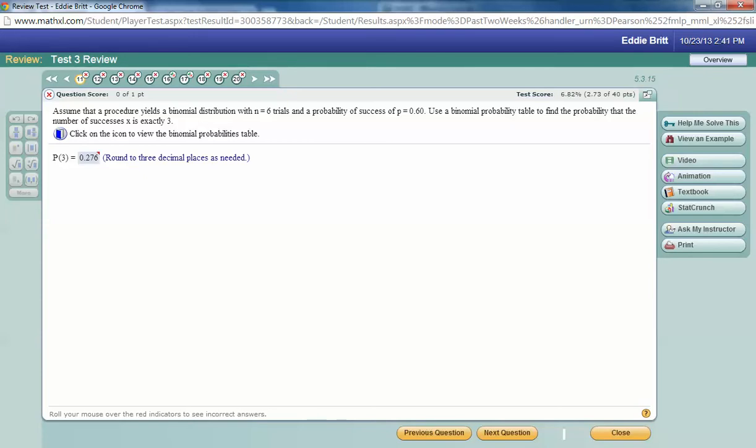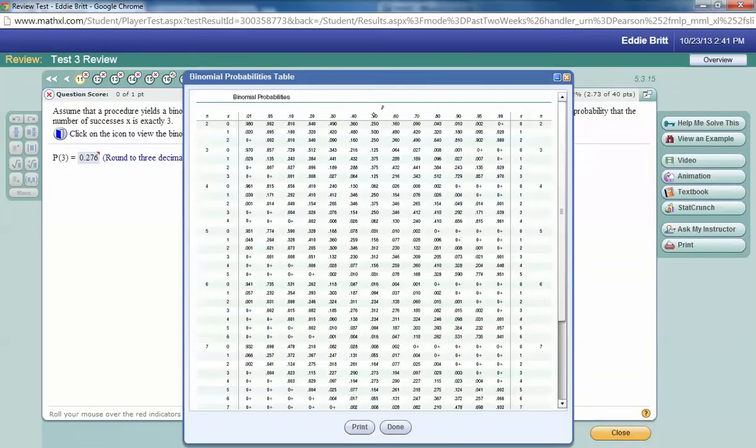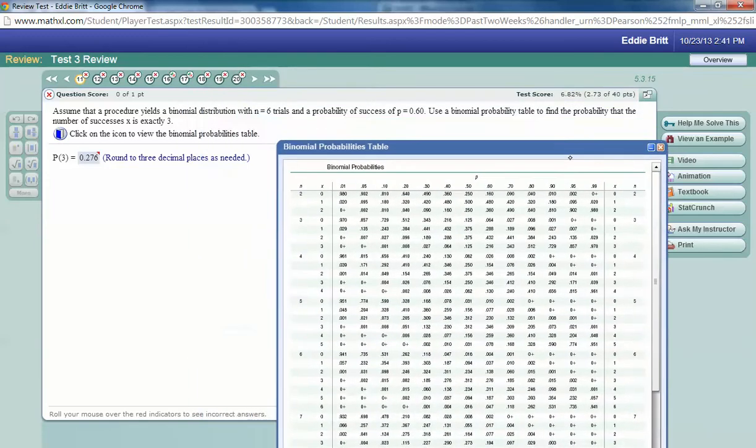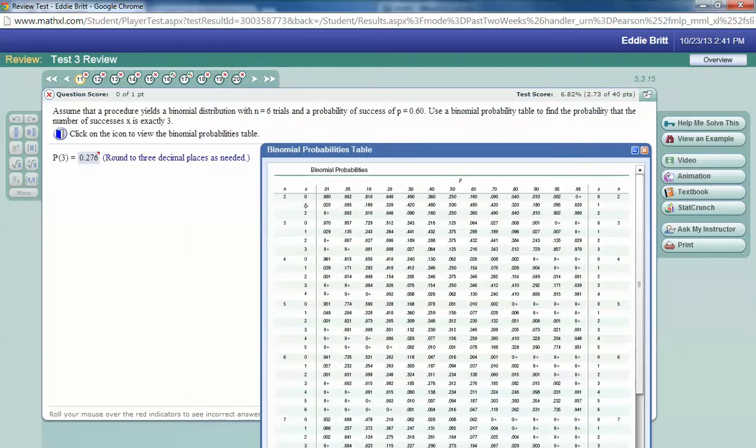Alright, so we need to use the table. We can click up here and it'll bring the table up, or you could look in the back of your online book and it should be there. This table can actually be used to work a lot of binomial probability problems, even if it doesn't tell you to use the table. There are a couple that you can use it on.